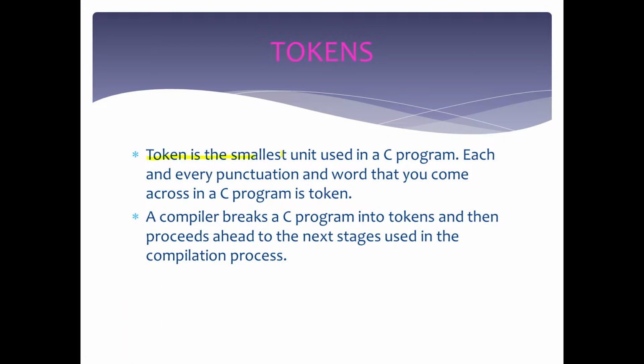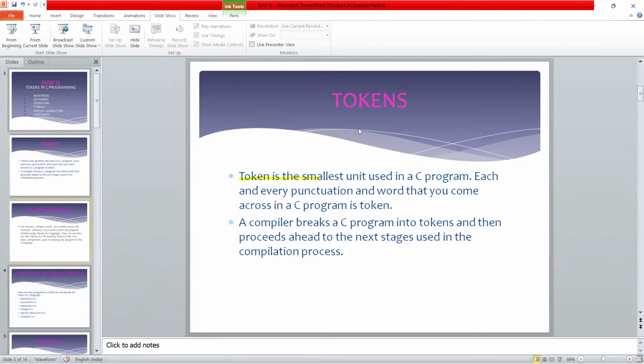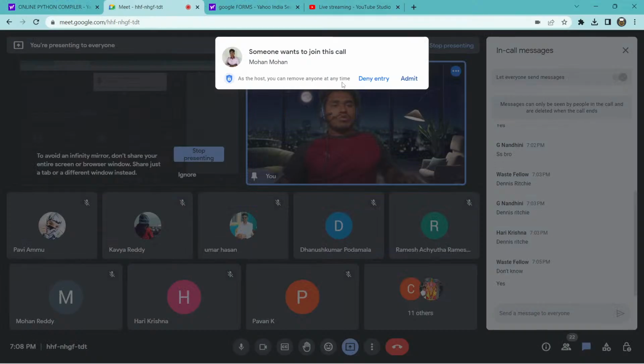A token is the smallest unit used in a C program. Each and every punctuation and word that you come across in C programming is a token. A compiler breaks a C program into tokens, that is, the program which we write is divided into chunks.